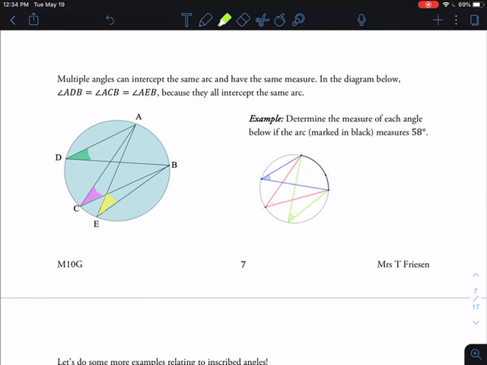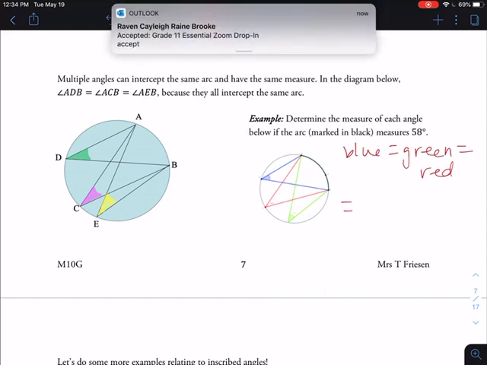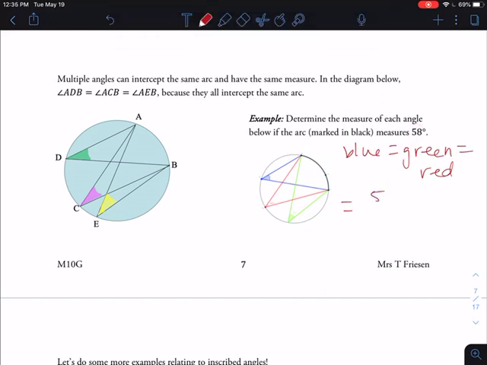So we're going to determine the measure of each angle if we know that the arc, which is marked in black, and I'm going to just highlight it here in case you're not sure where I'm looking, is measured at 58 degrees. If that's 58 degrees, then we know that angle blue, red, and green are all going to be half of that. So blue is equal to green is equal to red in this example because they all share this intercepted arc. And so that means they are all equal to half of 58. So 58 divided by 2 is equal to 29 degrees.